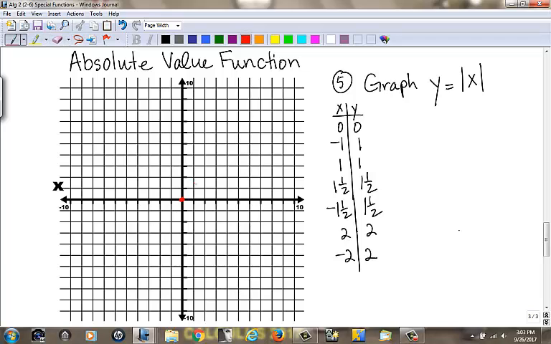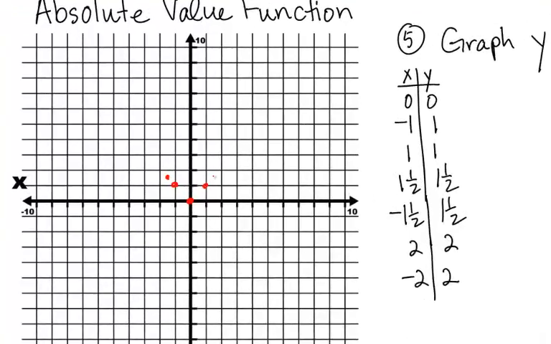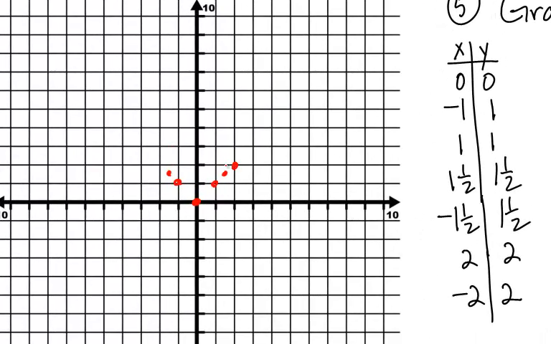So we should have a point at 0, 0, -1, 1, 1, 1, -1.5, and we'd be about 1.5. -1.5 would be up to 1.5. 2, 2, -2, 2, and you end up with a graph that looks kind of like a V. Okay, and that's the graph for y equals the absolute value of x.